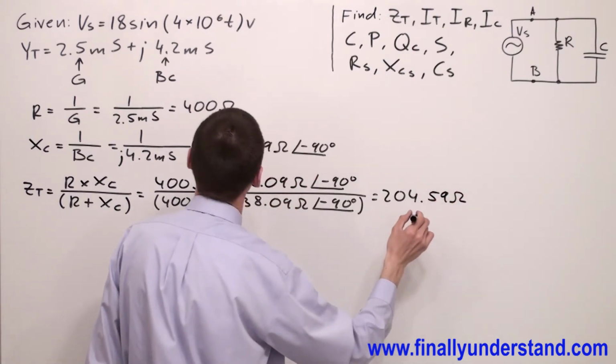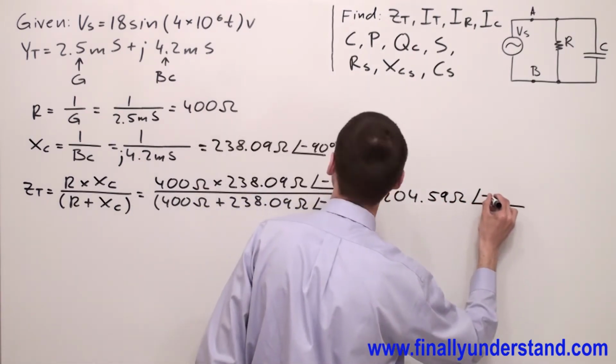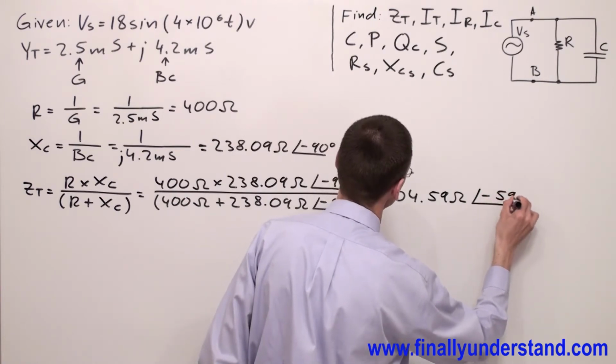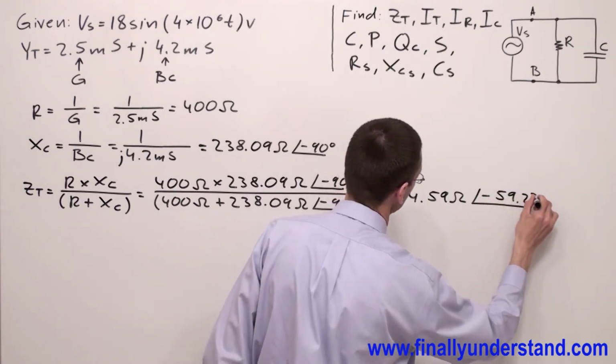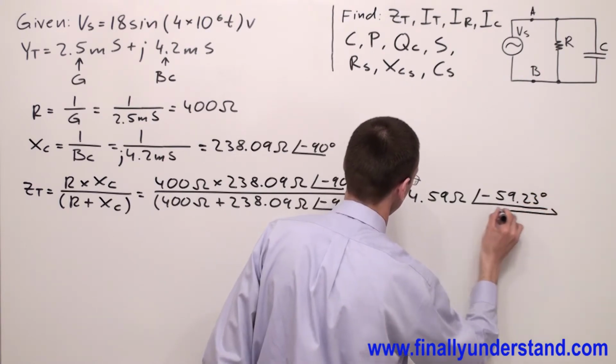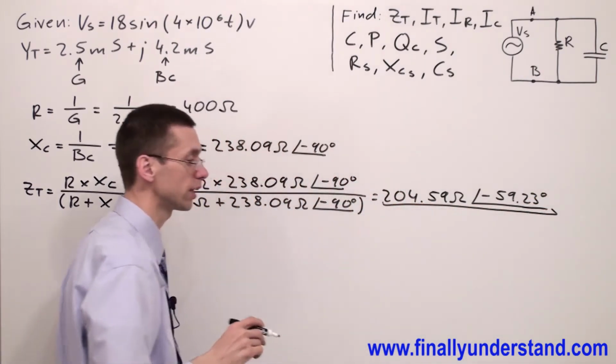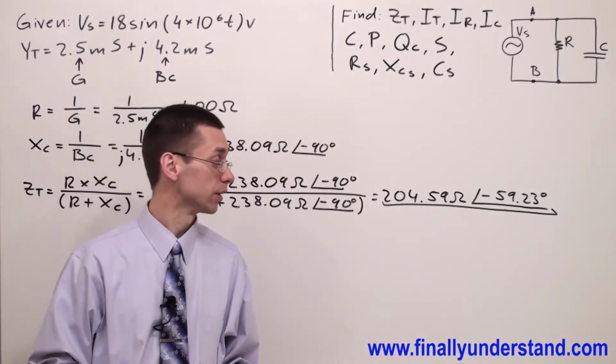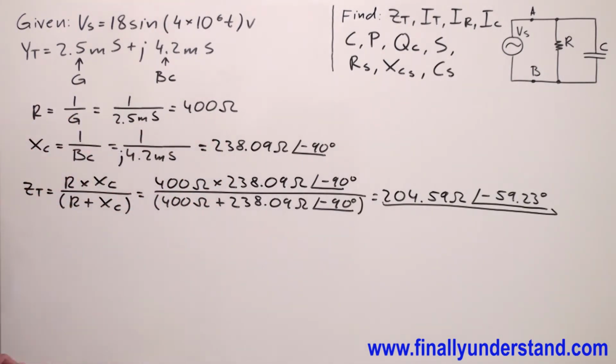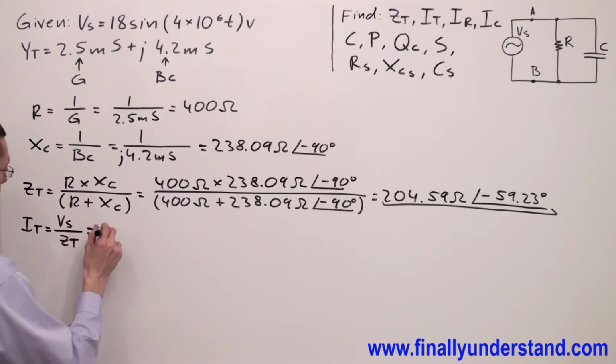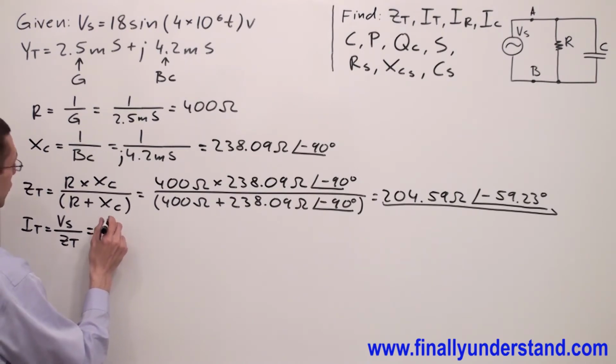204.59 ohms and angle of negative 59.23 degrees. Okay, this is the total impedance in my circuit. Next, I'm supposed to find I total. I total is equal to voltage source over Z total. I'm using Ohm's law, where voltage source is equal to 18 volts.